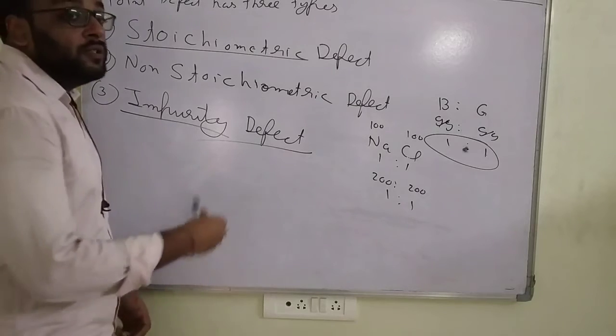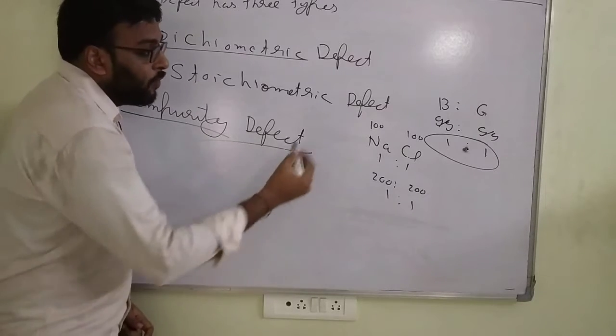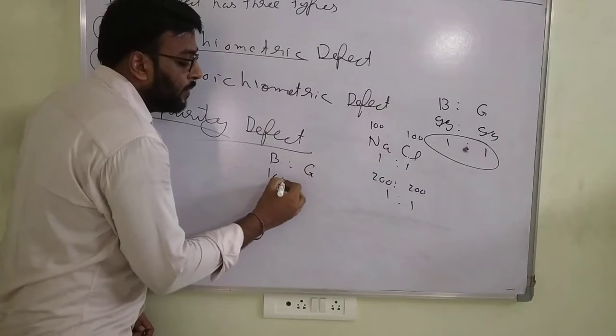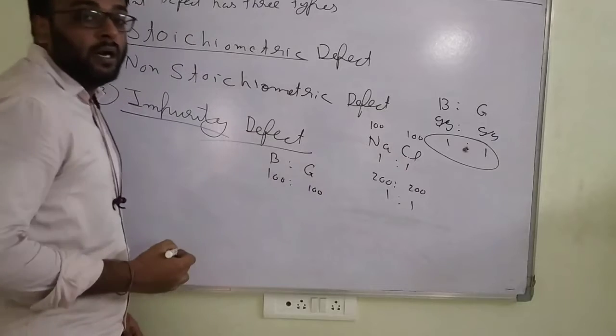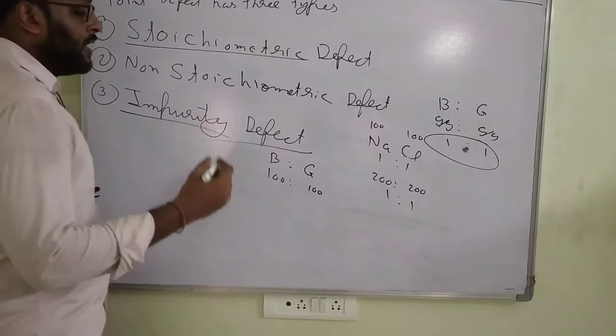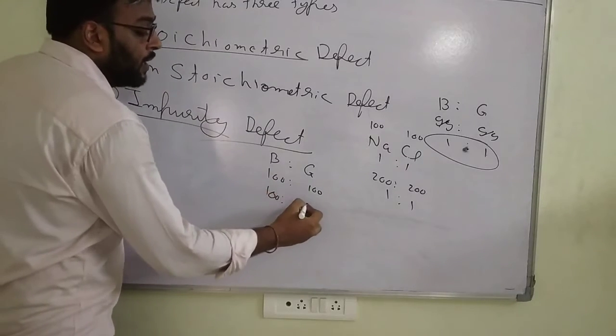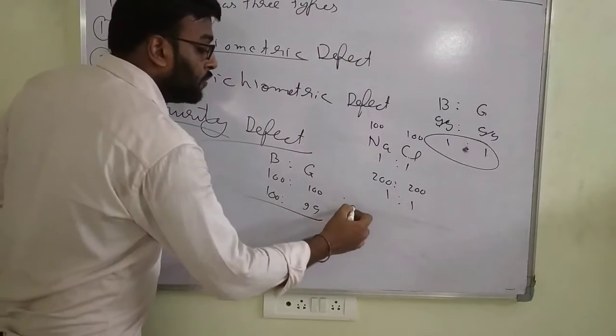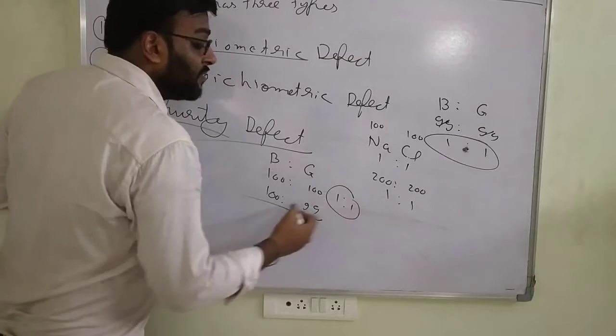Next, what is non-stoichiometry defect? Whatever the given ratio... suppose boys and girls. Again, I am taking the example of 100 boys and 100 girls in the class. Suppose due to any reason, all the boys are present, but one girl is absent. So what is the ratio? Ideally, the ratio should be 1:1, but in reality it is not 1:1.